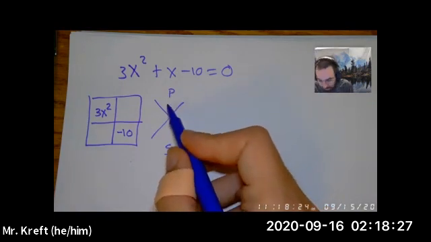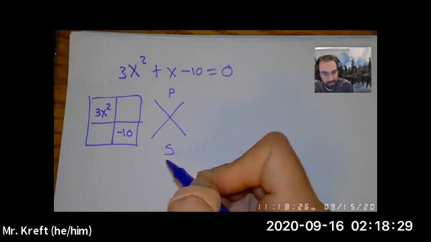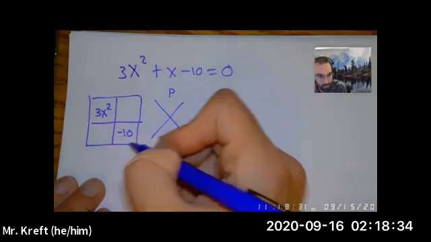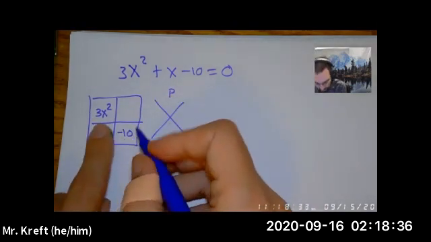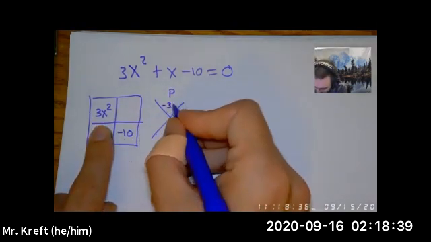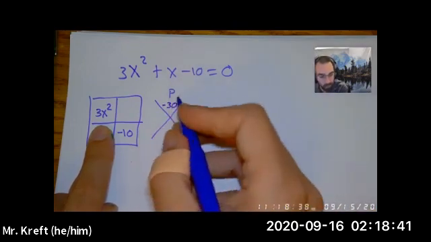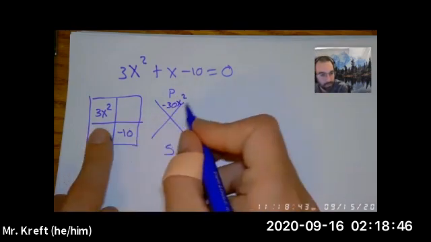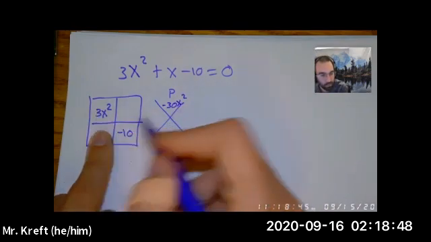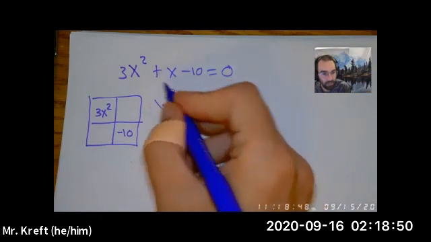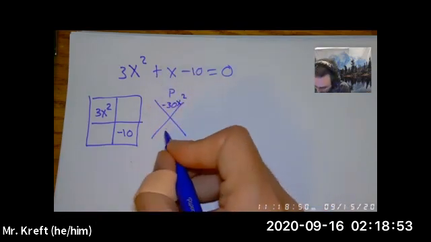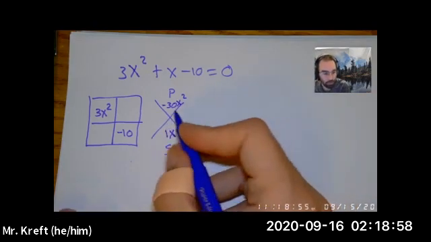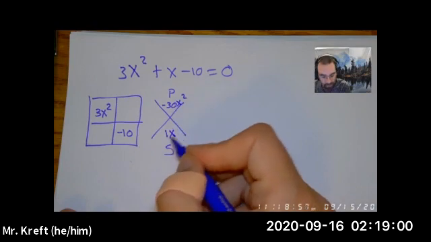So what I need here is a product and a sum. The product is always going to be this diagonal, so it's going to be negative 10 times 3. That's negative 30. And technically there's an x squared here, right? So I'm going to have negative 30x squared. That's negative 10 times 3x. And for the sum, that's the middle term, right? So I want to add to 1x. So I need to think of two numbers that multiply to negative 30x squared and add to 1x.